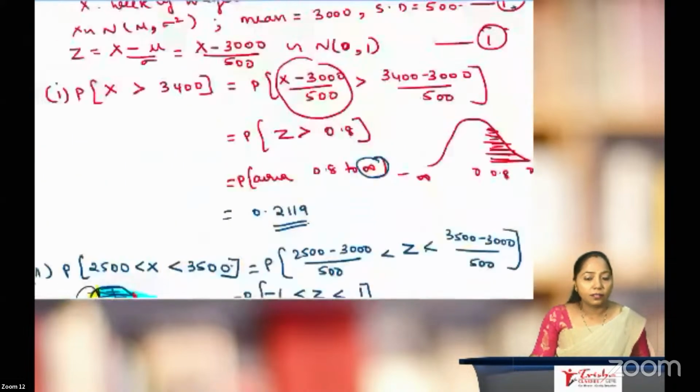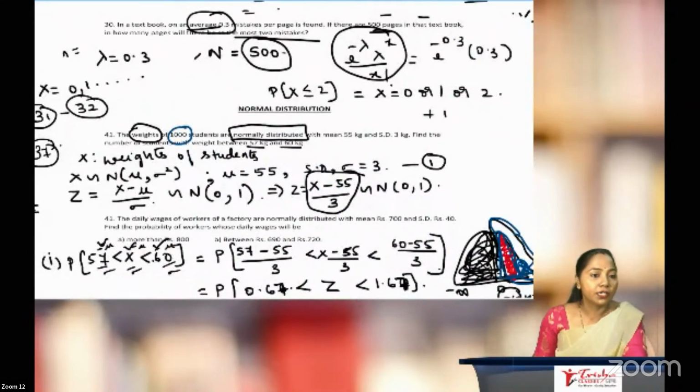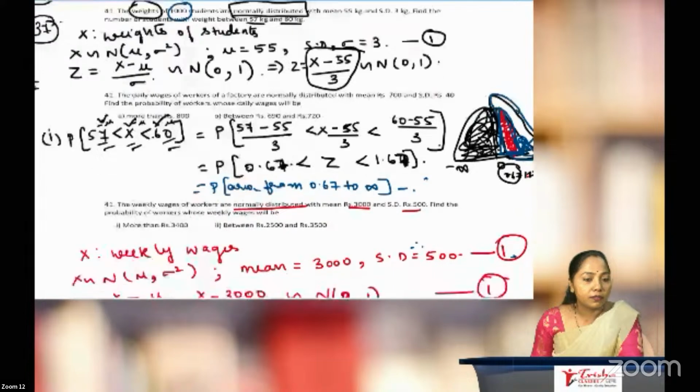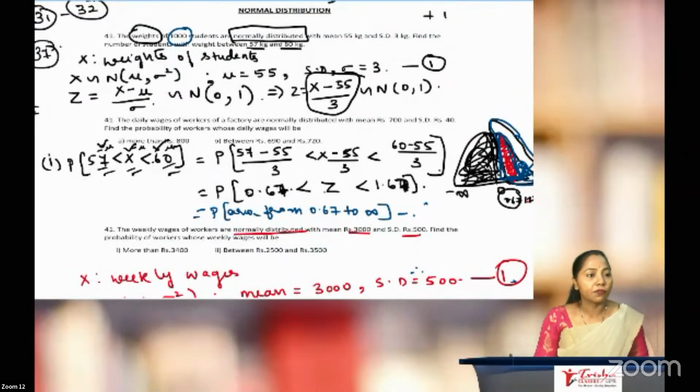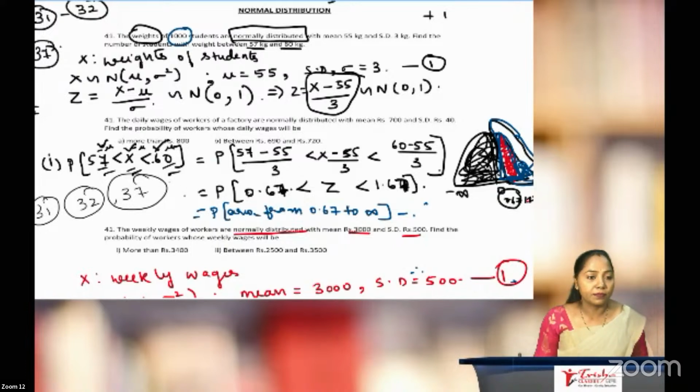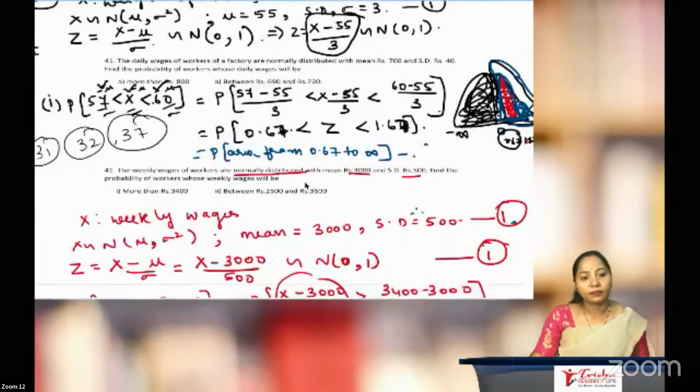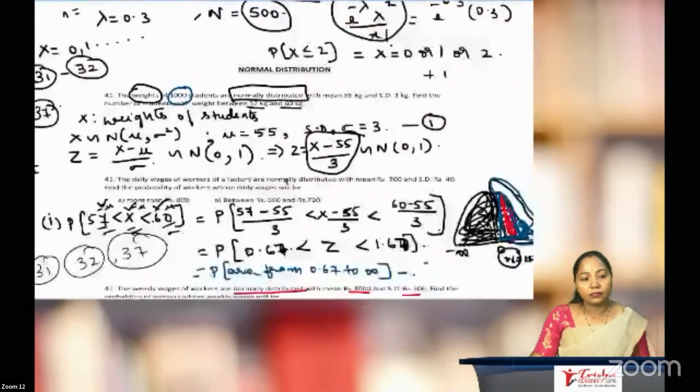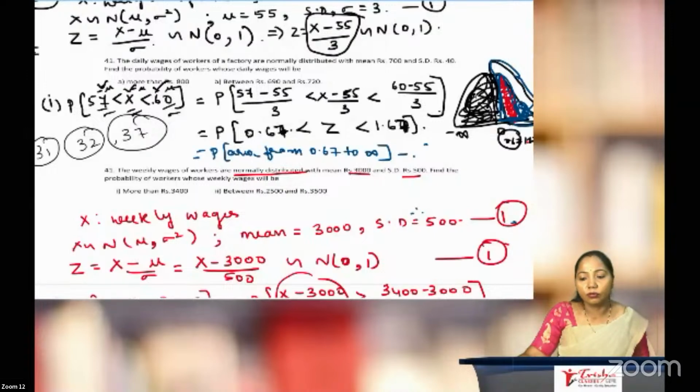I hope the sums from theoretical distribution, be it binomial, Poisson, hypergeometric, and normal distribution, are clear. I think I have given equal justification for all the 4 distributions, isn't it? Is there any doubt in this chapter, theoretical distribution? So I have discussed question number 31, question number 32, and question number 37 from the question paper. All the 3 sums are for 5 marks. Is there any doubt? No, okay.